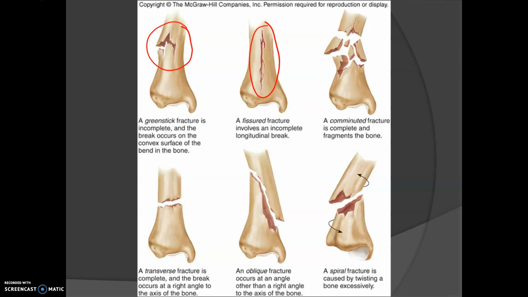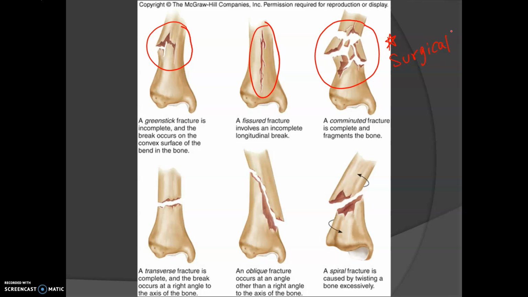A comminuted fracture is the complete fragmentation of the bone. So this bone is completely destroyed here. This would probably be a compound fracture. And if not, this one would definitely require surgery to grab all those pieces and try to put them back together in the bone. So this is definitely a surgical case.